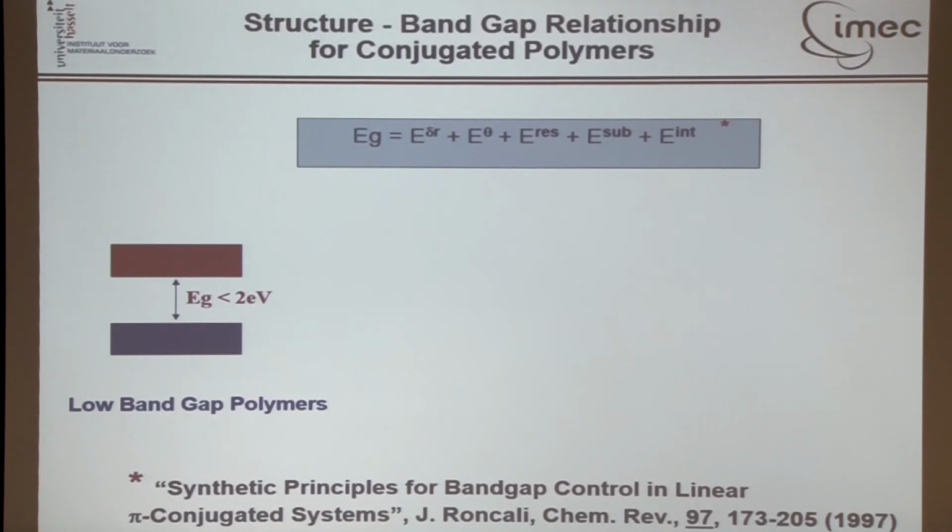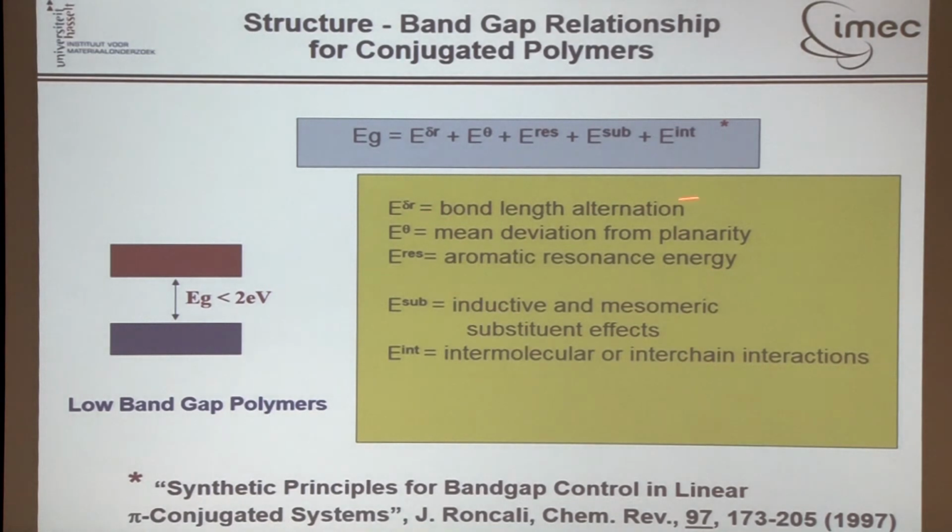Okay, now here I want to refer to a review paper that was published by Jean Roncalli many years ago, in which he wanted to describe the different structural effects and how they affected the band gap. And he explained that as a summation of 5 terms. So it looks a little bit like a mathematical formula. And these are the different terms: bond length alternation, deviation from planarity, aromatic resonance energy, inductive and mesomeric effects, and then intermolecular effects.